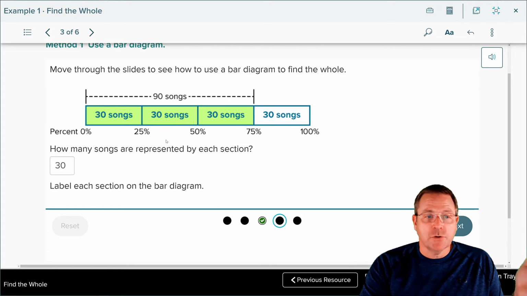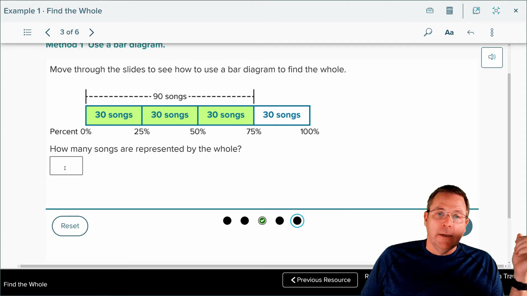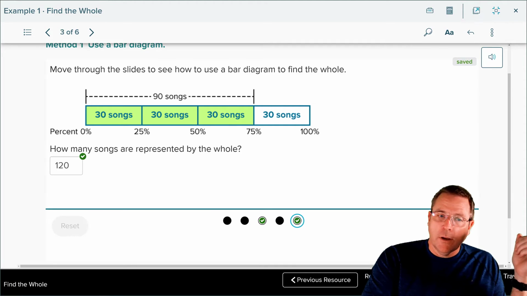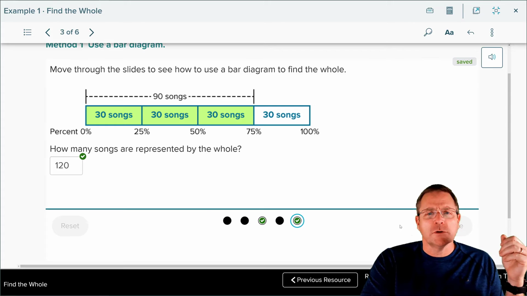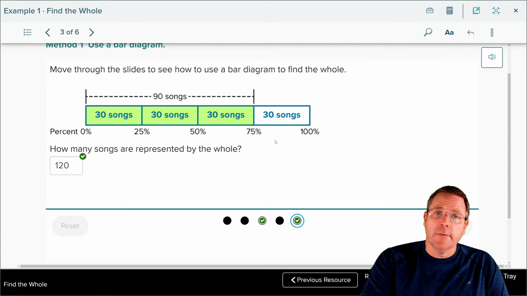Moving on to the next one, you can see they put 30 songs in each section here. So how many songs total are going to be in his music library? Well, 90 for here plus another 30 is going to equal what? That's right, 120. Check your answers. Boom. That's all there is to doing this. That's your bar diagram method, but it's not the only method to skin the cat.